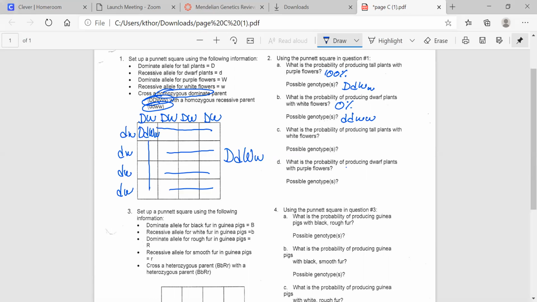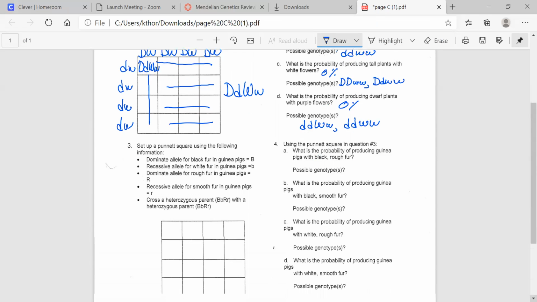What probability of producing tall plants with white flowers? 0%. That would either have to be homozygous dominant, homozygous recessive, or heterozygous, homozygous recessive. And what is the probability of producing dwarf plants with purple flowers? 0%. That would have to be homozygous recessive, heterozygous, or homozygous recessive, homozygous recessive. Okay.